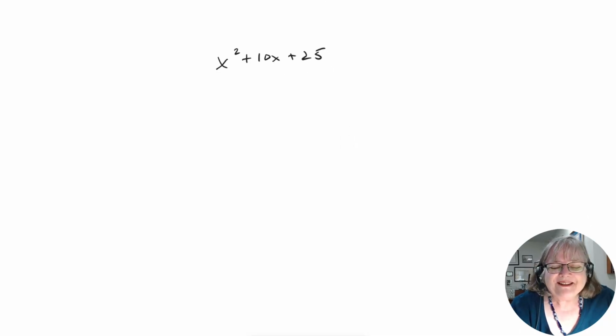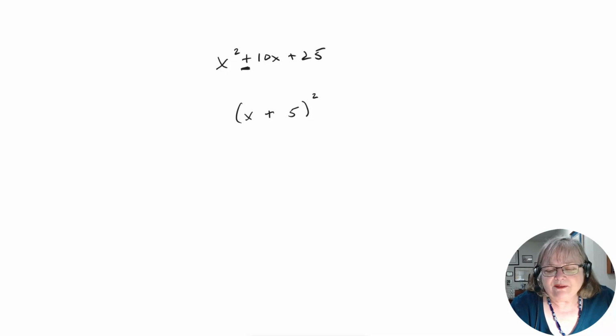All right. So let's treat it as a perfect square. If it is, and this is a maybe, the square root of x squared is x. The square root of 25 is 5. You use this sign right here, which is a plus. But you have to check these.